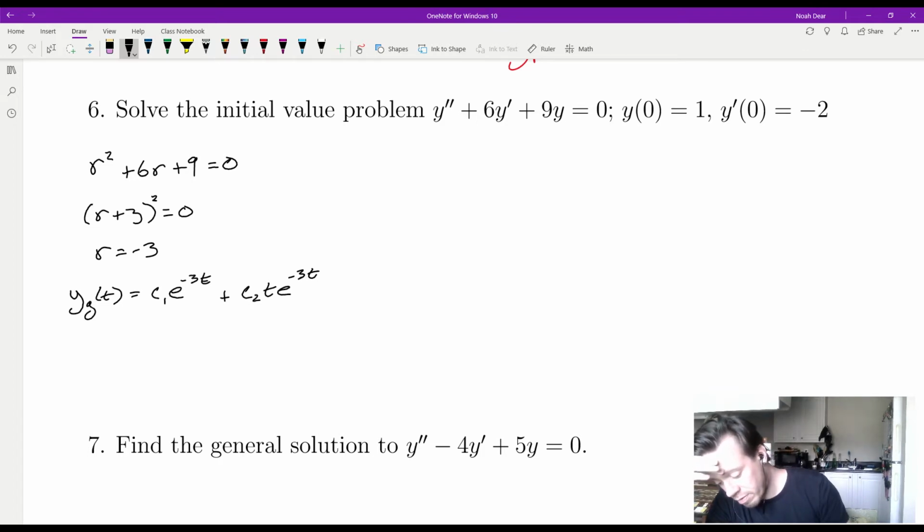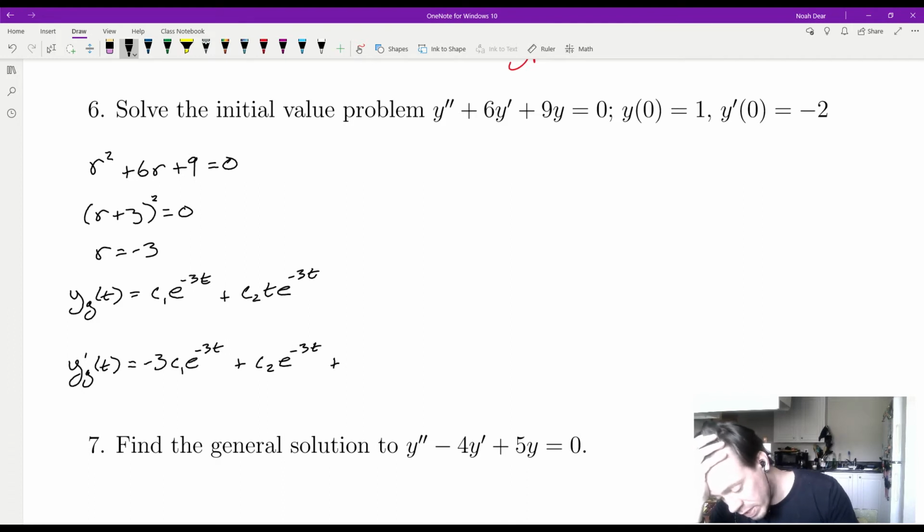And then we need to find the derivative of this so that we can find the particular solution using the initial condition y'(0) = -2. So y'_g(t), rather, is going to equal -3 c1 e^(-3t). And then for the second one, we have to use the product rule. The derivative of the first is c2 times the second, e^(-3t), plus the first, c2 t, times the derivative of the second, e^(-3t), which is going to have a -3 in front. So we'll make this a minus 3 c2 t e^(-3t).